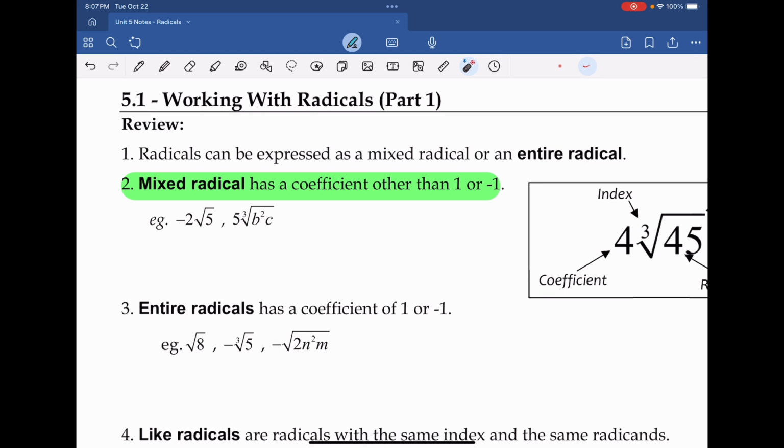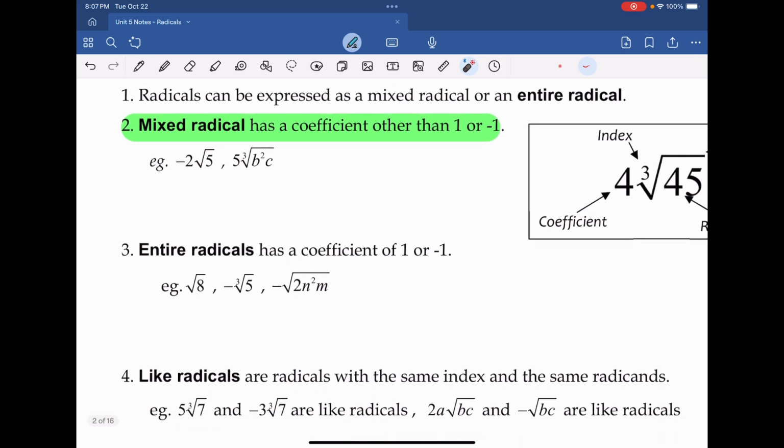Now, we can also see them as entire radicals where everything is underneath the radical. So whether it's a cube root, a square root, whatever it might be, you could even have a fourth root or a fifth root, we see that everything is in the radicand position. And yes, there could be a negative in the coefficient, but generally we see it as a 1 or a negative 1, and everything is underneath the radical in the radicand position.